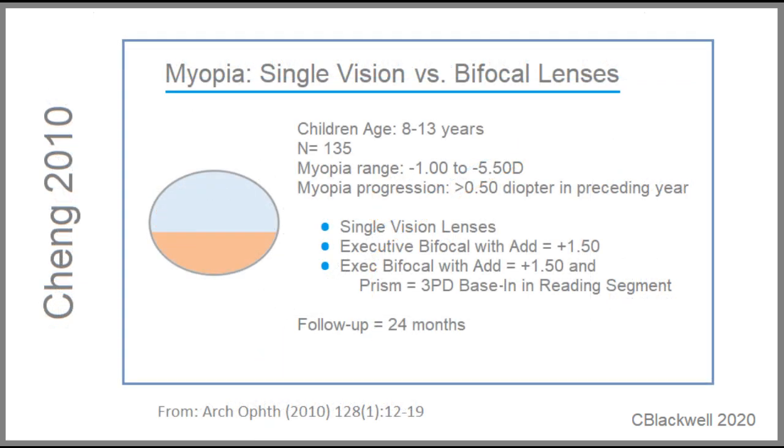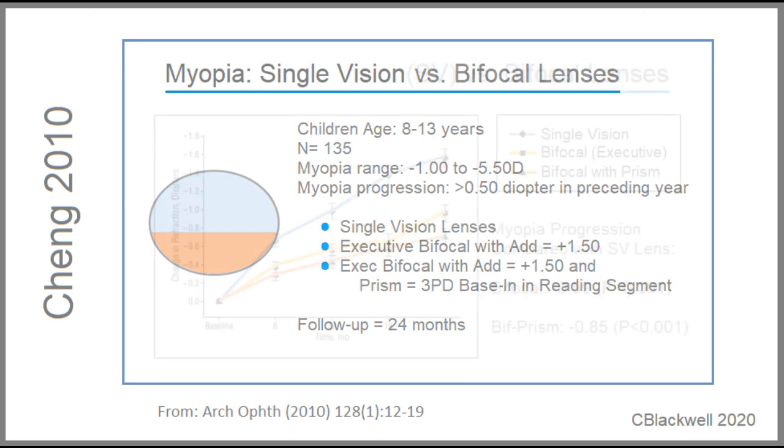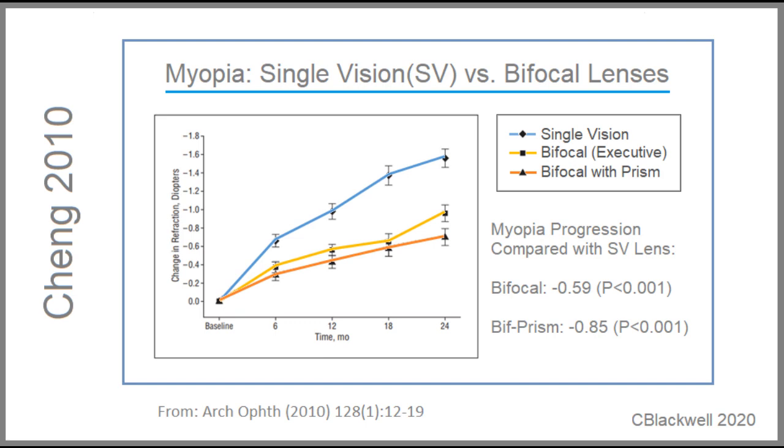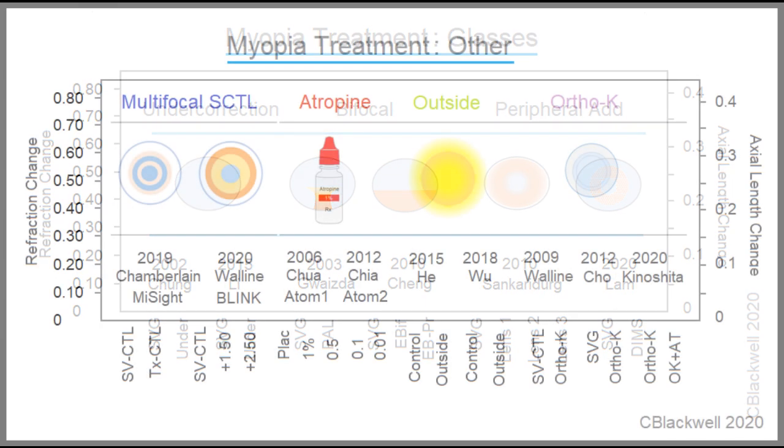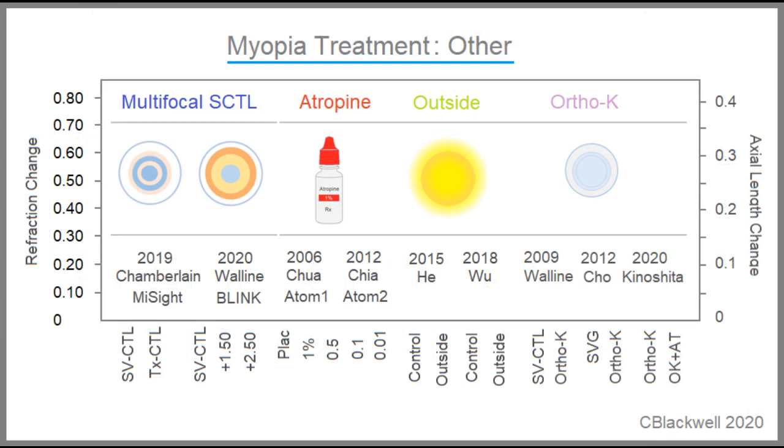Some years later, another trial was done using executive bifocals, also with single vision lenses as controls. This trial showed more of a response to the bifocal. Why should there be a response to one kind of bifocal and not another is an unanswered question. Conflict of study results is a common feature of myopia treatments. In video 5, we take a longer look at the range of study results.